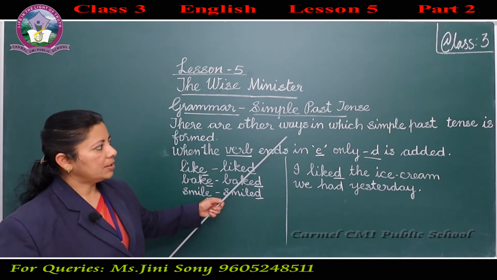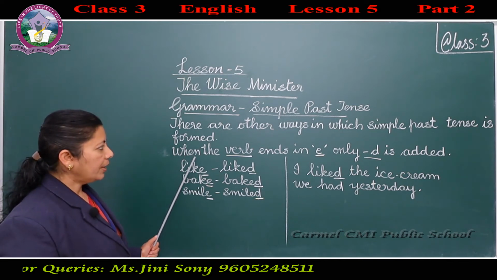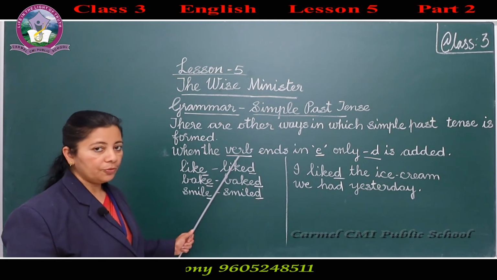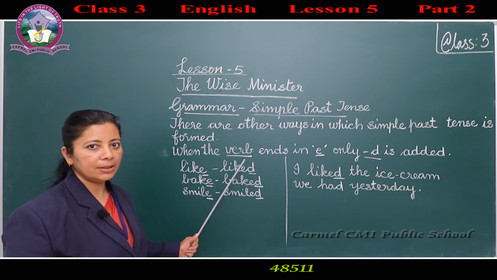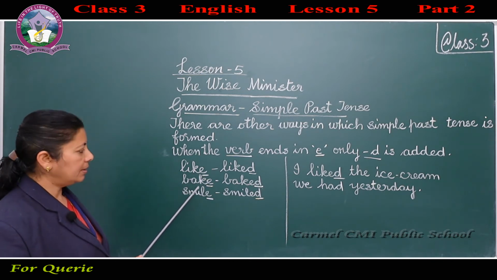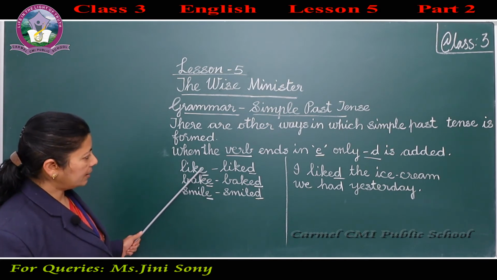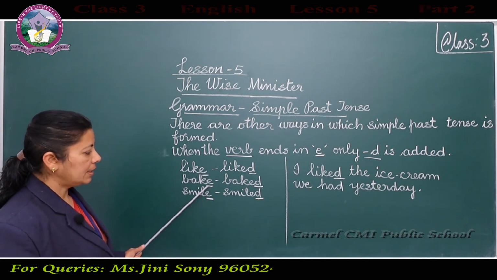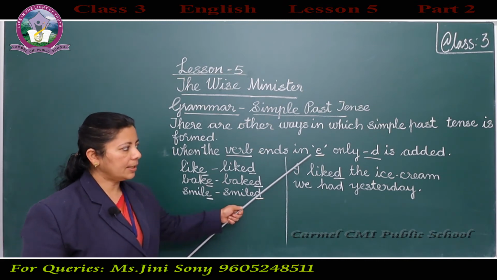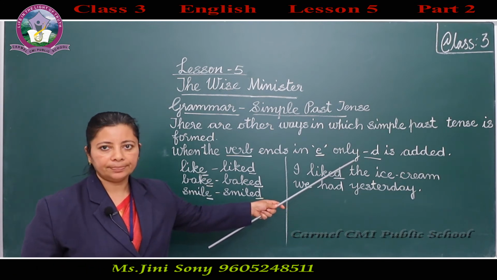There are other ways in which the simple past tense is formed. When the verb ends in e, it can be any verb, like bake or smile. You can see here, it ends with an e sound. When the verb ends in e, only d is added.